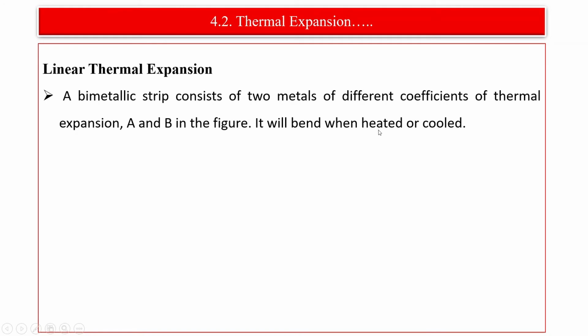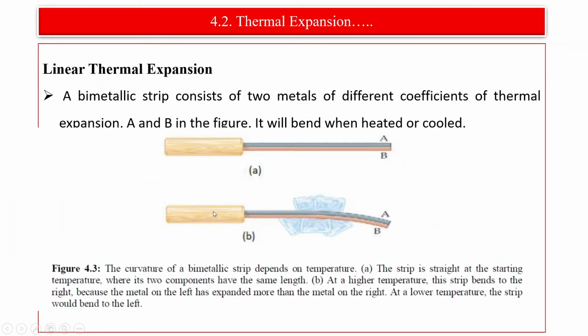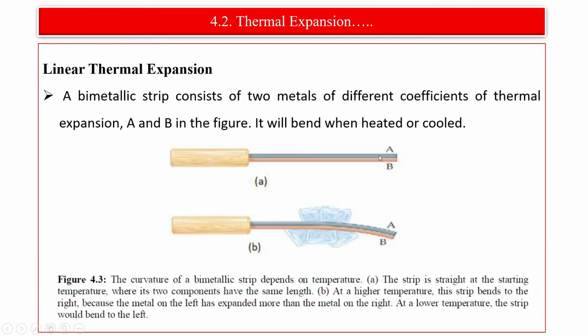So it will be bent when heated and cooled. Now let's see this one. This is an example. We have A and B. Consider if the coefficient of linear expansion of A is greater than the coefficient of linear expansion of B. Then when you increase the temperature of these two materials, it will bend downward this way.